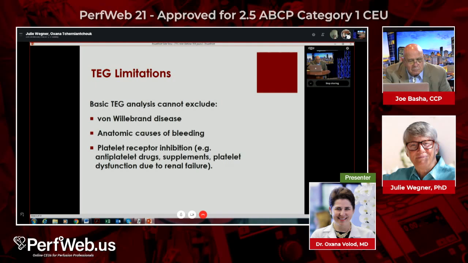Now, a patient would usually have a history of von Willebrand disease. However, in situations like ECMO and Impella, and I will share those cases with you later, this is something we have started to notice, and a lot of literature reports von Willebrand factor degradation. As Julie mentioned, an anatomic cause of bleeding should be considered, and as I showed you in this case, platelet receptor inhibition is due to renal failure, antiplatelet drugs, or sometimes supplements, like if a patient takes aspirin plus fish oil plus turmeric, which together can cause bleeding.